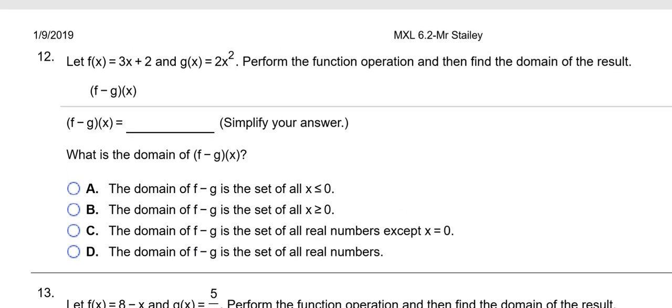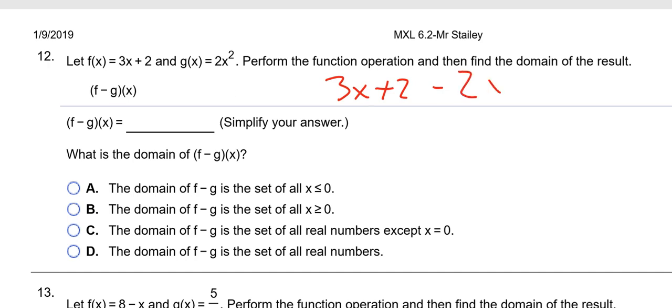Okay, jump to 12. Now we're subtracting. We got 3x plus 2 minus 2x squared. I don't really care if you leave it like that because there's no simplification that can happen, or if you write it like this, negative 2x squared plus 3x plus 2. If you like to write it in decreasing order of exponents, that's the way a lot of math teachers would do it, but there's not a whole lot of simplifying you can do here.